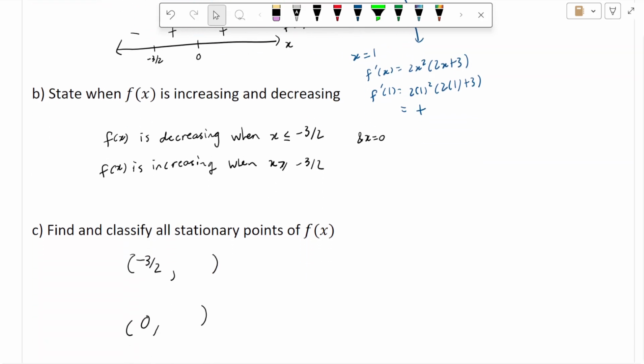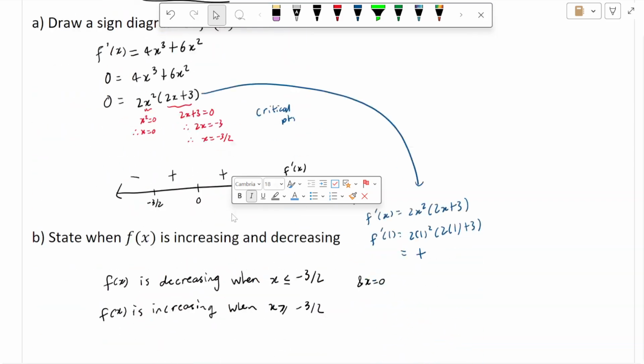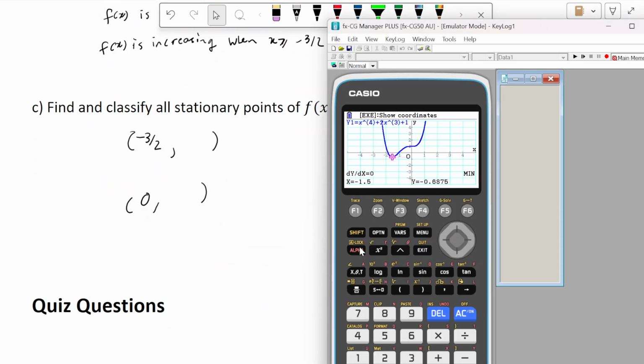And basically to get that, you just plug in minus 3/2 to the function. So you could take minus 3/2 and plug it in for the x value there. But if you've already got this graphed on your calculator, you can just go trace and you type in minus 3/2 for x, and you're going to get minus 0.6875.